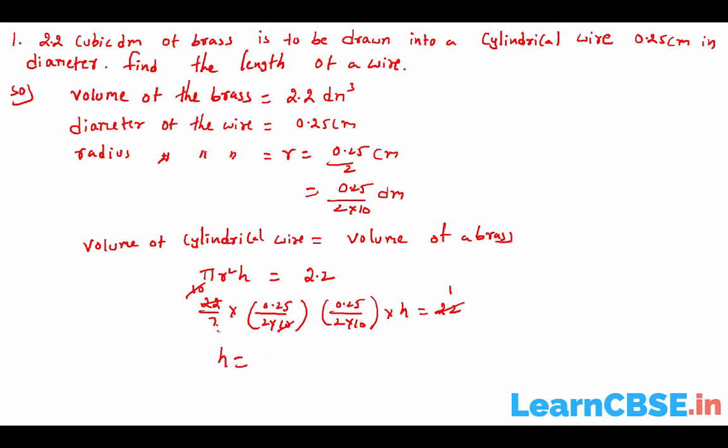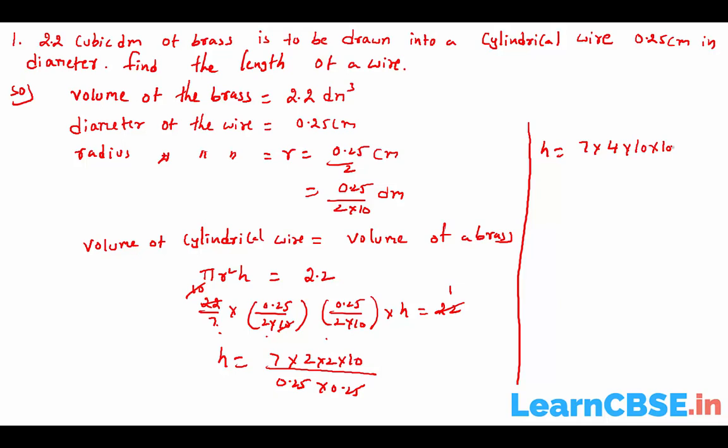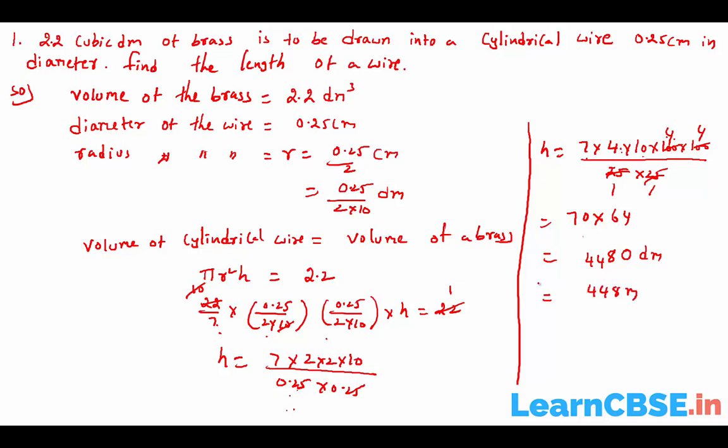equals 7, and 2, 10 are in the denominator, send them into the numerator of the right side, 2 into 10 divided by 0.25 into 0.25. Now h equals 7 into 4 into 10 into 100 into 100 by 25 into 25. I'm converting 0.25 into fractions, that means 25 by 100. So 100 will come in the numerator here. 25 ones, 25 fours, 25 ones, 25 fours. If you observe, 7 tens is 70. So 4 into 4 into 4 gives 64. That equals 4480 decimeters. If you divide by 10, you will convert them into meters, that is 448 meters. That is the length of the wire.